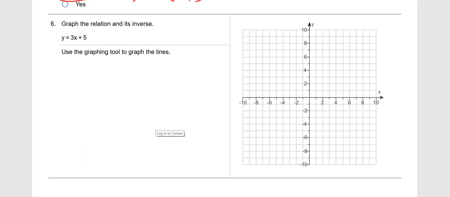Question 6. You know how to graph lines. Please do so now. Graph the line y equals 3x plus 5. Start with your y-intercept. Make sure you're starting with the y-intercept and not an x-intercept, okay? Start with the y-intercept first. So, find 5. You don't have to do any algebra right now for number 5.